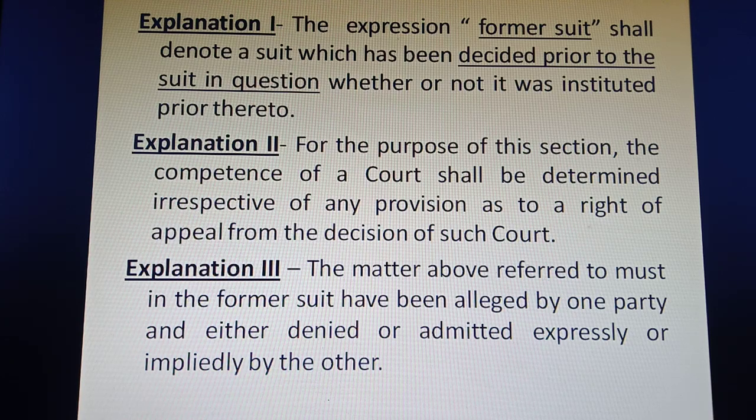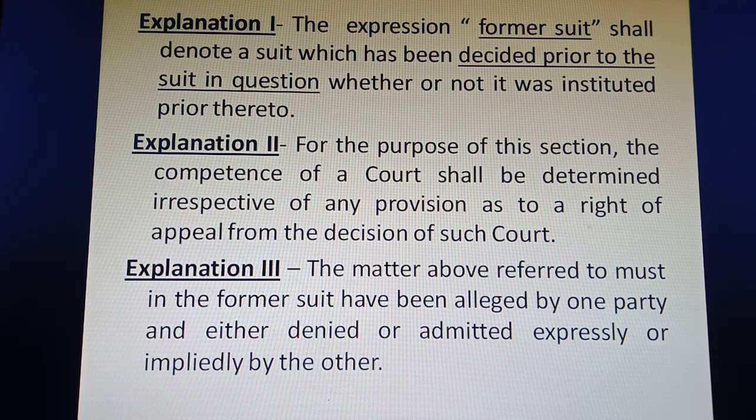Explanation number 2. For the purpose of this section, the competency of a court shall be determined irrespective of any provision as to the right of appeal from the decision of such court. It means that for the applicability of res judicata, while examining the competency of a court, it has to be seen whether that court has the competence to decide such issue. It does not matter whether any right of appeal from the decision of such court is given or not. Okay.